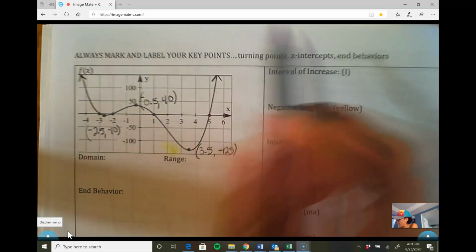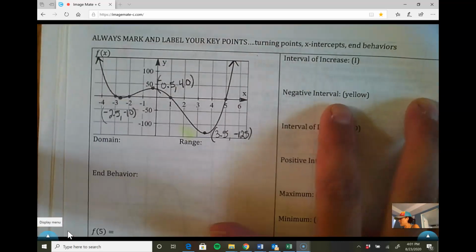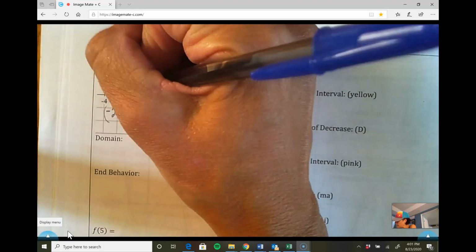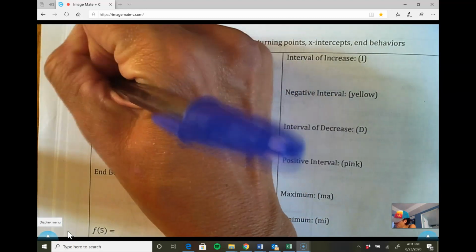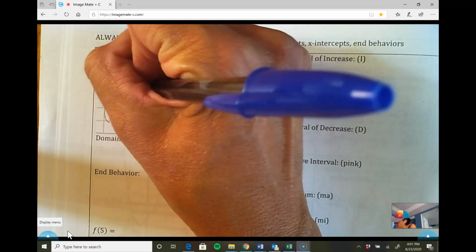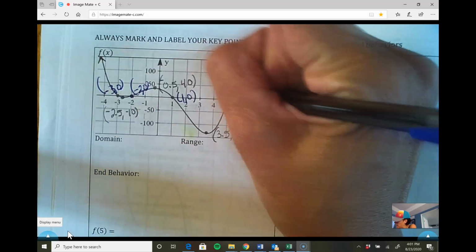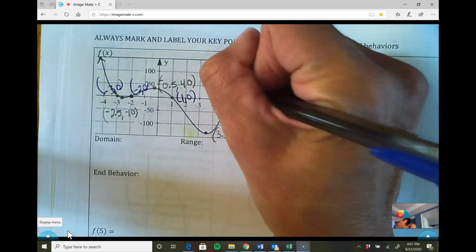So I also want to do my x-intercepts, so let me find a different color here. So here's an x-intercept, that's at -3 and 0. I've got another one here at -2 and 0. I've got one at 1 and 0 and one at 5 and 0.